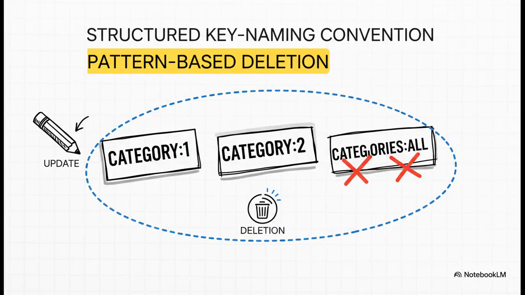Now check out the cache layer. This isn't just about randomly stuffing data into Redis. No way. It uses a very deliberate, structured naming convention for its keys. This makes it super easy to grab one specific category. But even better, it allows for pattern-based deletion. So if any category gets updated, boom, it can instantly wipe out all the cache lists of categories. It's an incredibly practical and efficient strategy.